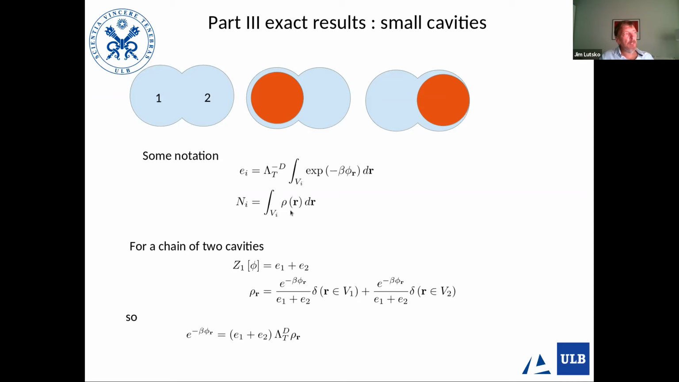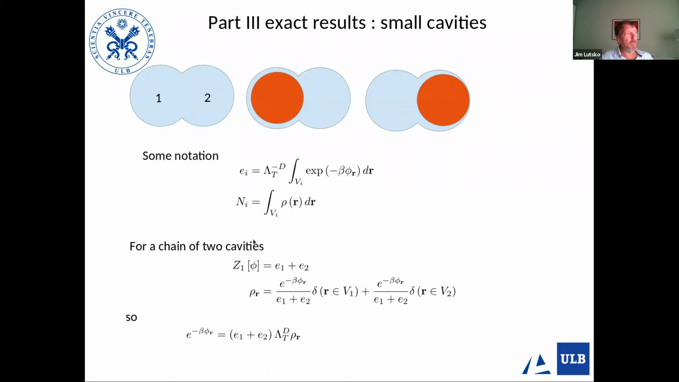And n sub i is going to be the integral of the density over one of these cavities. So this will be the occupancy of one of these cavities, and this is the Boltzmann factor of the field integrated over one of these cavities. And so I'm going to look in particular right now in this talk at geometry, which is just chains like I've drawn here. This is a chain of two, and you can imagine extending this.